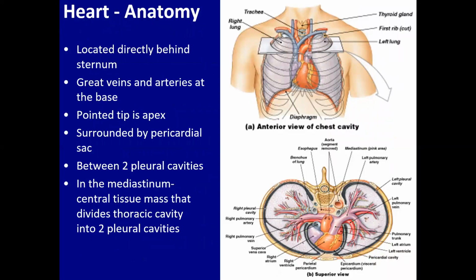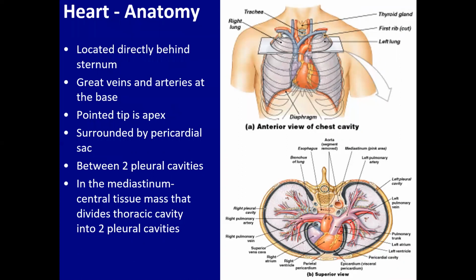Now let's look at the anatomy of the heart itself. So it is behind your sternum. You have what are called the great vessels, which are the veins and the arteries at the base. So the top part of the heart is called the base. The pointed tip is called the apex. It is an inverted triangle or inverted pyramid.